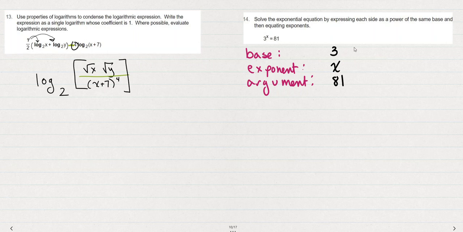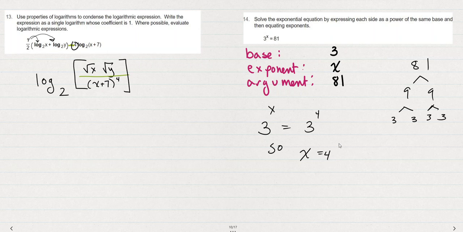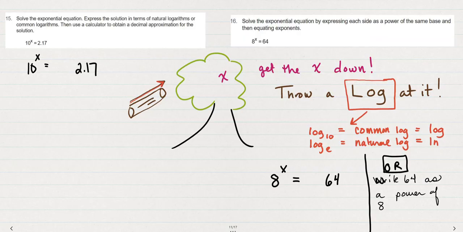Solving the equation by writing like bases. The base is 3, the exponent is x. The argument would be 81. But what I'm going to do is try to rewrite this. This 81 is a 3 to the 4th power. So x is equal to 4. Now, anytime we have an equation, if you can rewrite it with like bases, that is going to be the best approach.